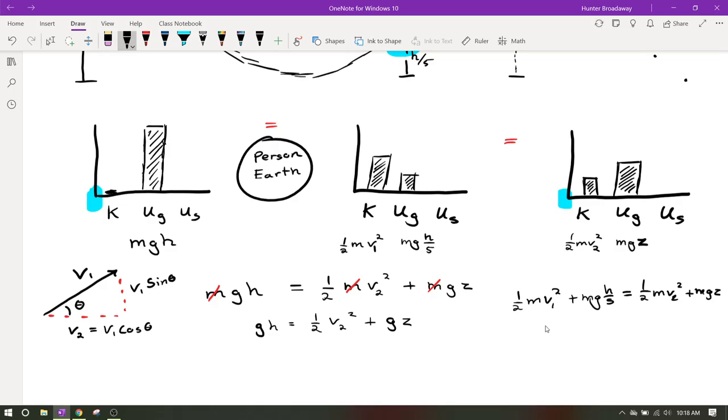Everybody brought math to the party, right? Let's go ahead and get rid of the m's first, that way we don't have to write them. It makes our life easier. That's going to be 1/2 V1 squared plus gh over 5 equals 1/2. Now, V2 squared is really V1 squared cosine squared theta. If you square a cosine, you write it like this, cosine squared, instead of cosine theta squared. That's just how they do it. Then plus gz. If you've never seen that before, that's just the notation. It means the cosine of theta times the cosine of theta, or as regularly spoken, cosine squared theta.